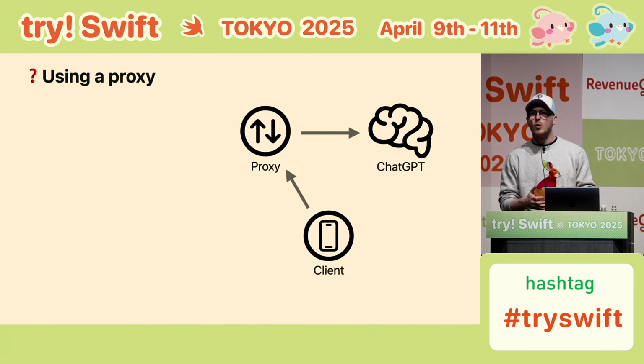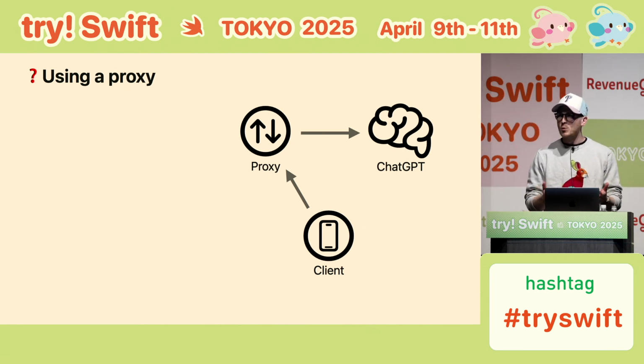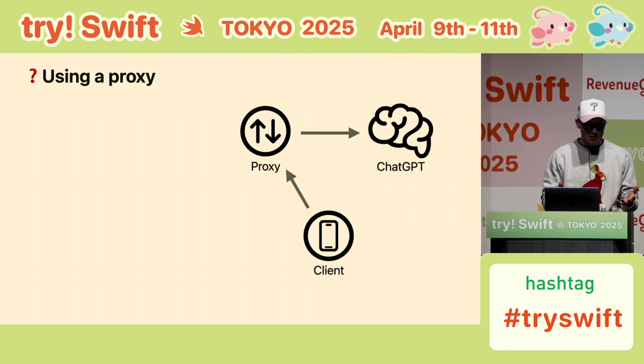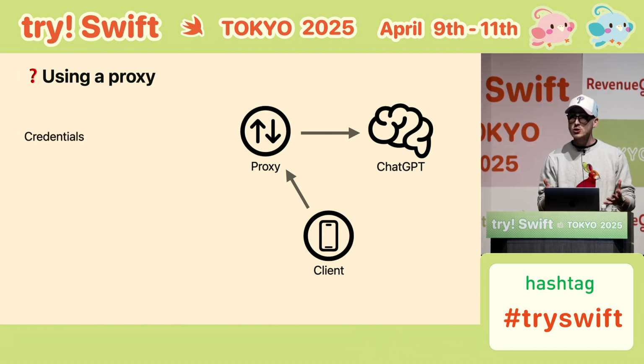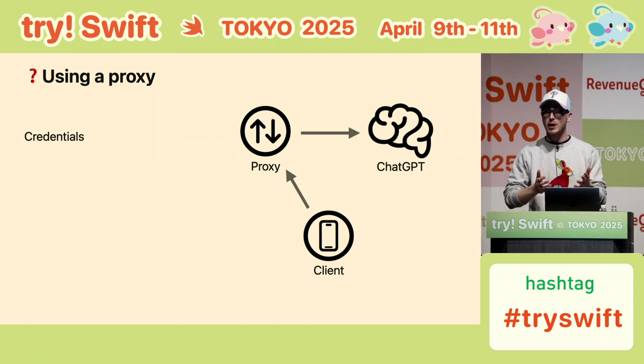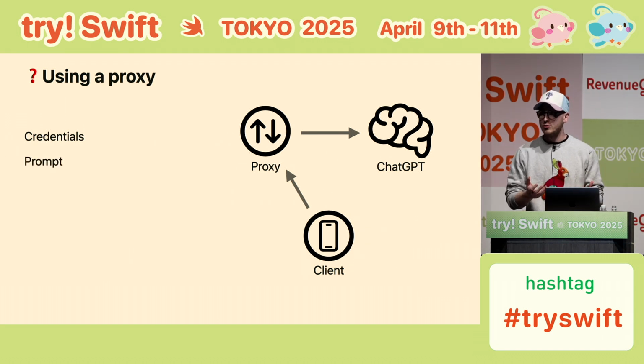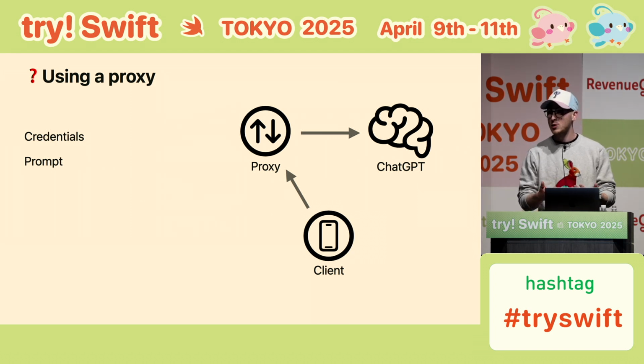But before we start, why would you use a proxy in the first place? Why not just make the upstream calls directly from your client application? Well, there are a number of reasons you might want to consider this approach. First, you might not want to bake your credentials for the upstream service into your client application. Second, you might want to customize the prompt that's being used and maybe update it quite frequently.